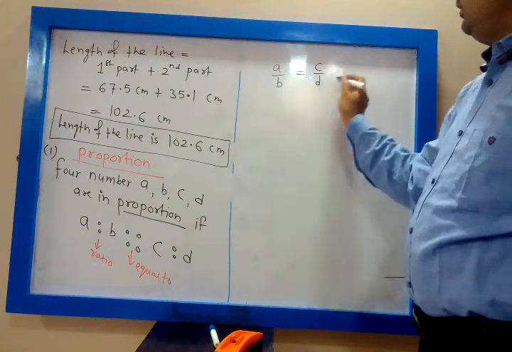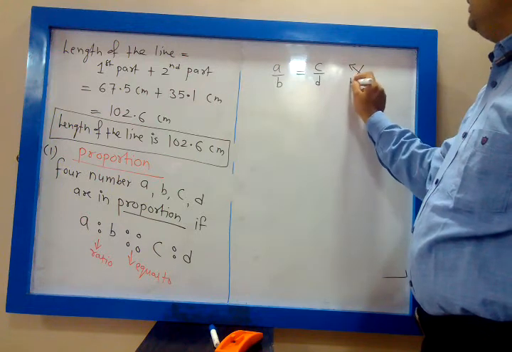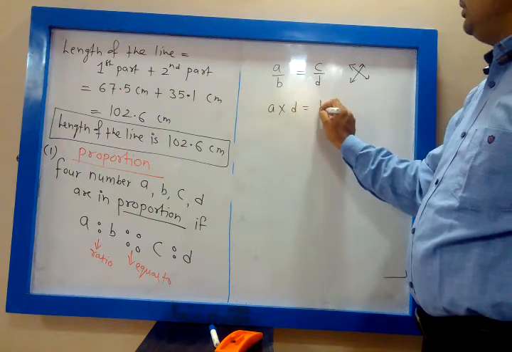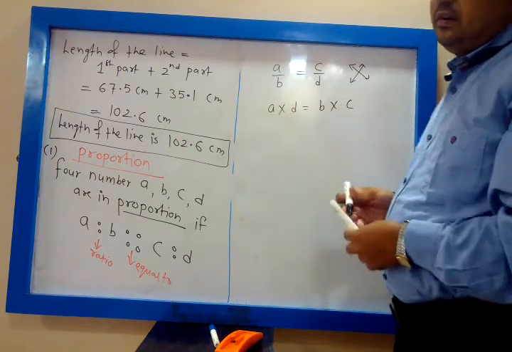Okay. So now you cross multiply, what will you get? A into D is equal to B into C. Okay.